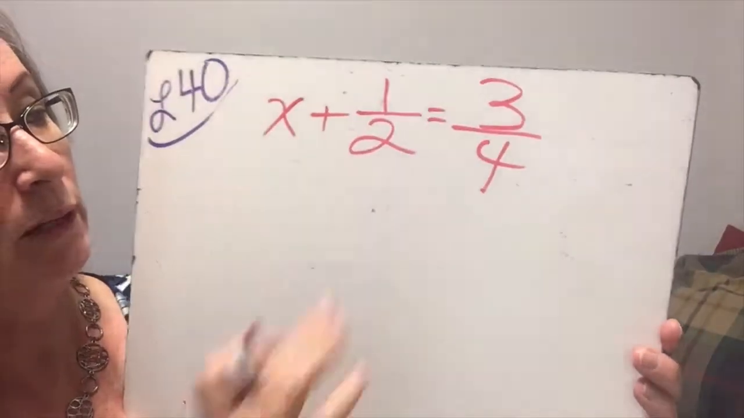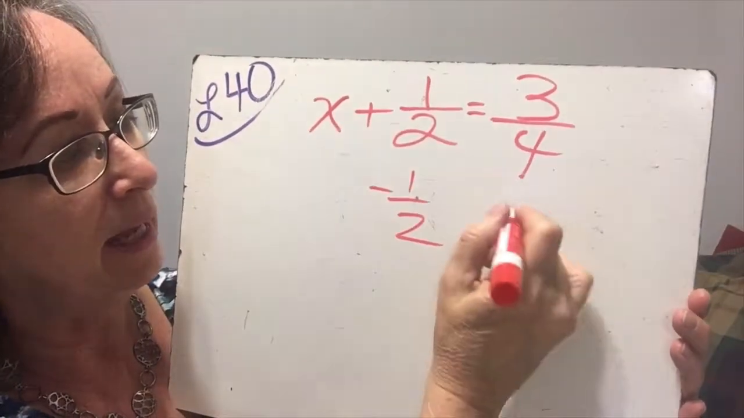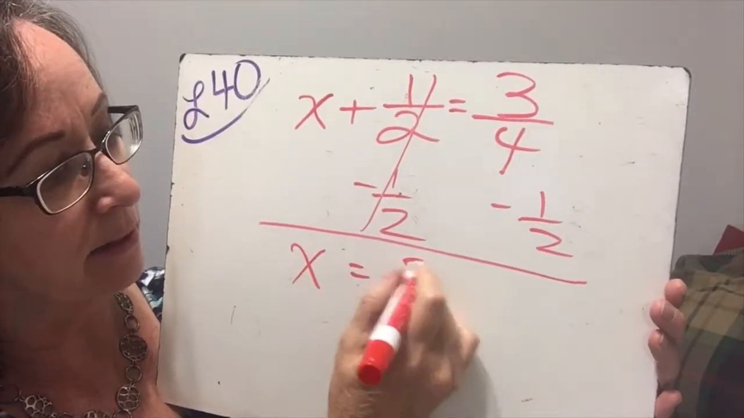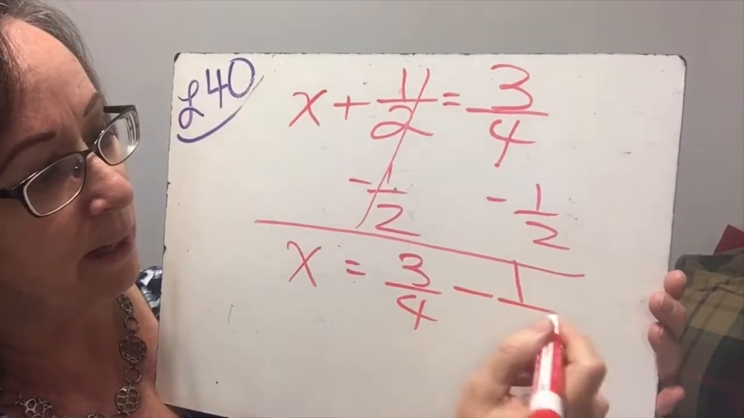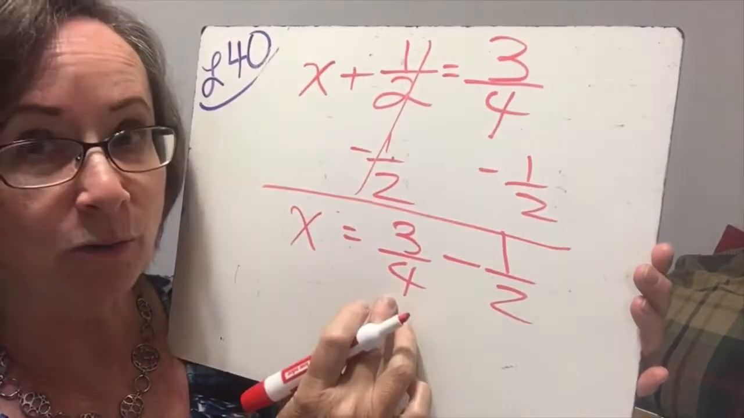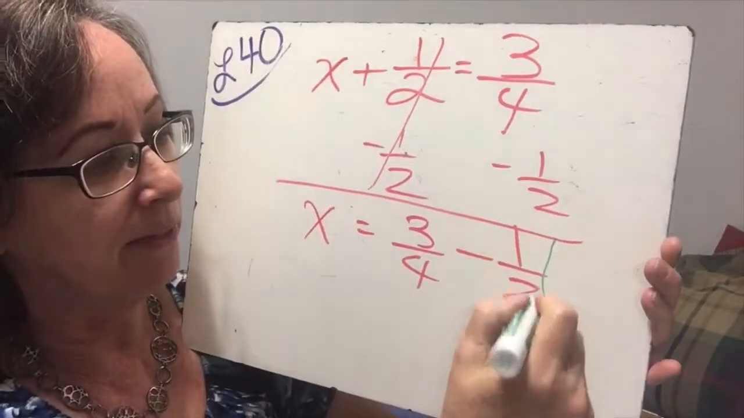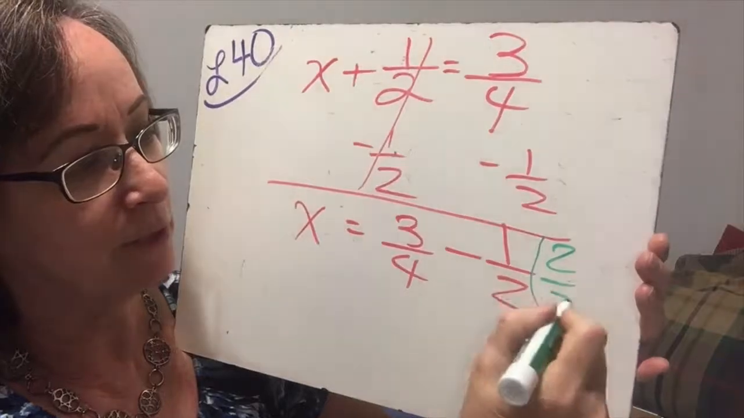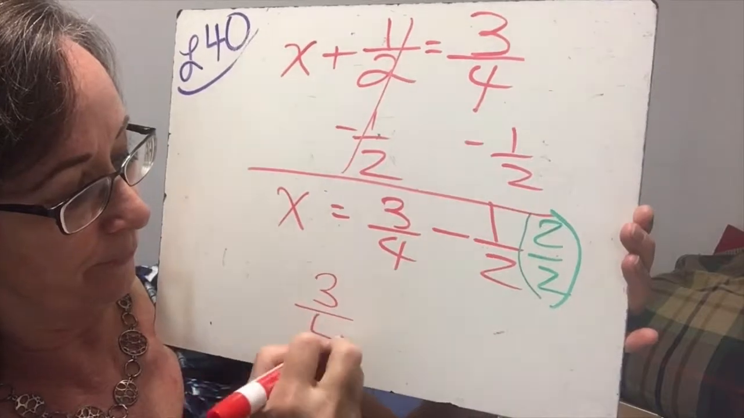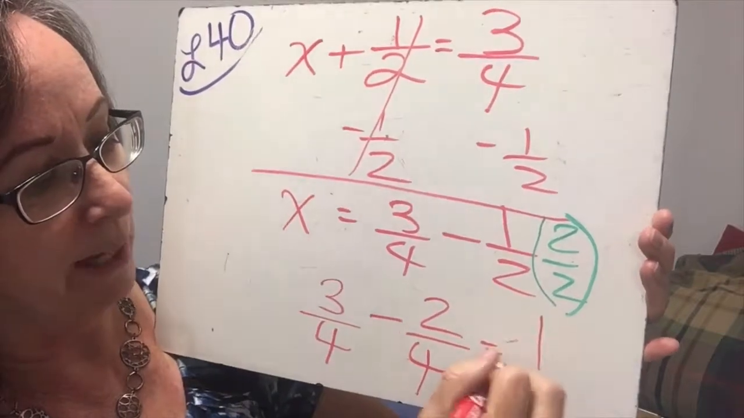Okay, so now we're going to have to get rid of the 1/2 because we want the x by itself. So minus 1/2 and minus 1/2 on the right-hand side. This cancels. x is 3/4 minus 1/2, but we need like denominators. Since the 2 goes into the 4, let's just multiply this one by 1 in the form of 2 over 2. Okay, so now we end up with 3 over 4 minus 2 over 4 is 1 over 4.